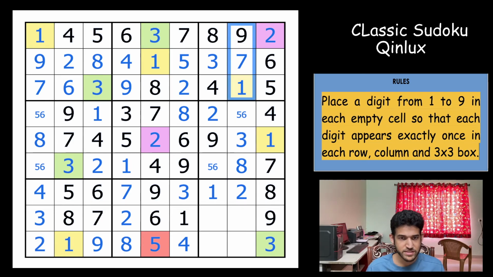So I need 4, 5, 6 here. 4 cannot go here. So 4 goes here. This becomes a 5 and a 6. It cannot be a 6. It cannot be a 5. So that's a 6. That's a 6. That's a 5. This is 5 and 7, so that's a 5 and that's a 7. Just 2 more digits and those can be filled in quickly.